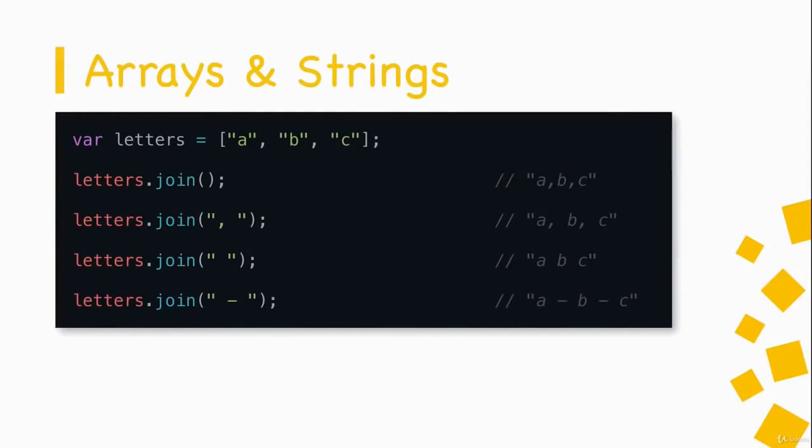In this case, we're using letters.join with space dash space, which gives us the result A space dash space B space dash space C. So now all the different elements A, B, and C are separated by a space dash space. And that's how the join method can be used to convert arrays into strings, and can even be used to specify how you'll separate the different array elements inside the string.